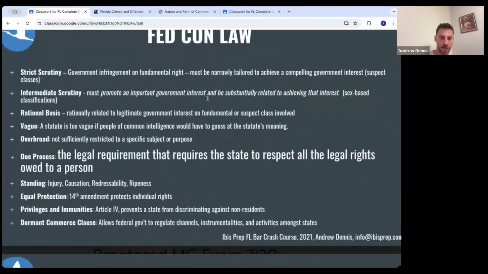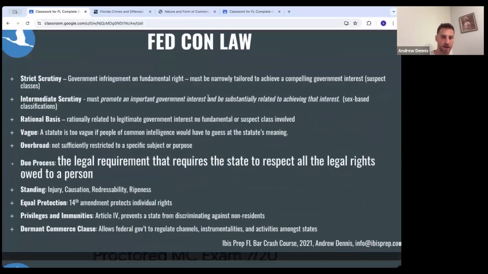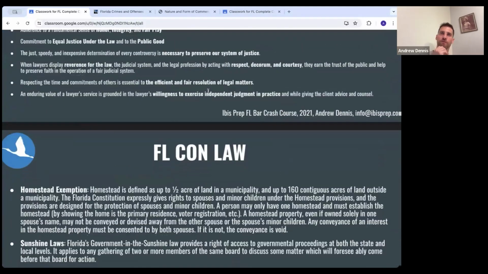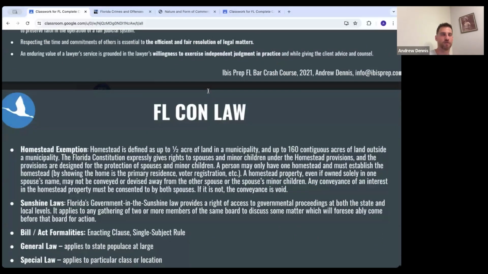All right, so I think we have the last two slides: Florida and federal con law. I would say these could be the most important subjects, because they're the most heavily tested essay subjects besides ethics, but ethics is only tested partially. These subjects, con law, are tested in totality. It doesn't look like I did a Fourth, Fifth, Sixth Amendment slide, so let me just talk about that quickly. We need to be comfortable writing about this.